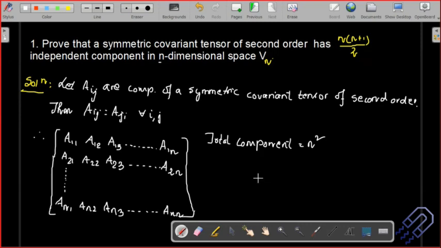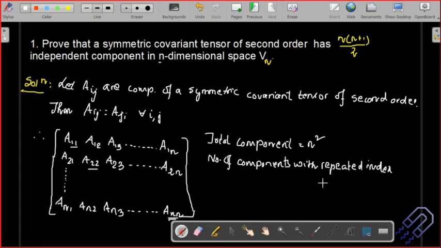Okay, and then if we look into the repeated index, that means we have a11, a22, a33, a44, and so on up to ann. So there will obviously be n number of terms with a repeated index. Let me write down the number of components with repeated index. By repeated I mean 11, 22, and so on.